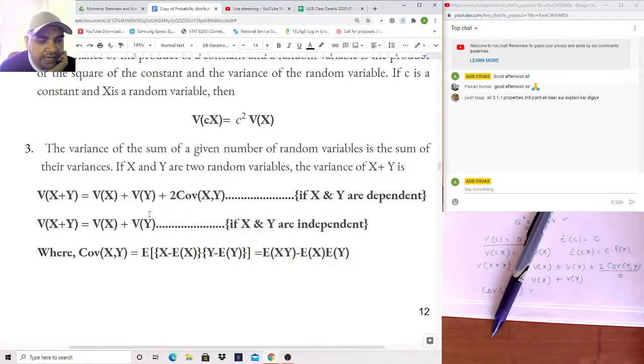This formula has been given: expectation of (x minus ex) into (y minus ey), or expectation of xy minus expectation of x into expectation of y. So we are not going too much into detail in the practical exam about deriving these values using the probability function. My idea is to give a little bit of theory.